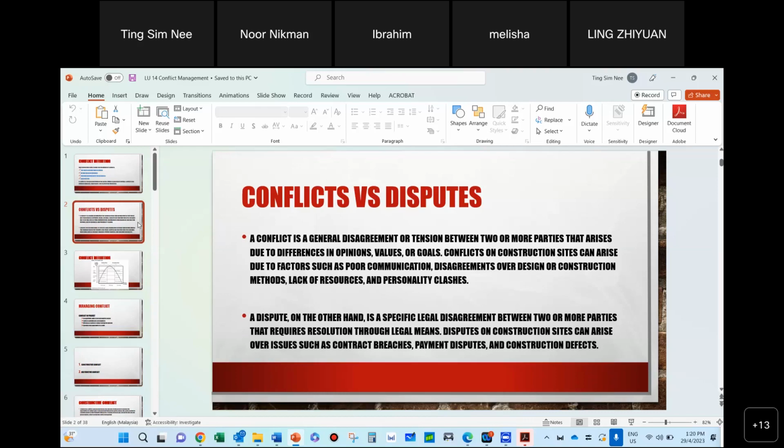So those sort of things are considered as dispute. It's like a conflict that goes into the region of very technical, very managerial, very specific issues that will have to refer to the contractual standing between the two parties. This is what we mean by dispute, okay?